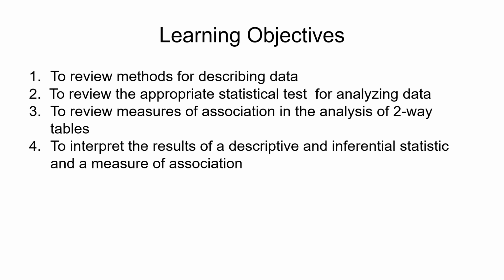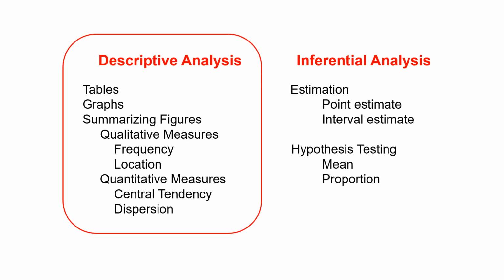So let us review the methods for describing data, the appropriate statistical tests for analyzing data, the measures of association in the analysis of two-way tables, and how to interpret the results of a descriptive and inferential statistic and a measure of association. There are basically two methods for analyzing data: descriptive and inferential analysis.